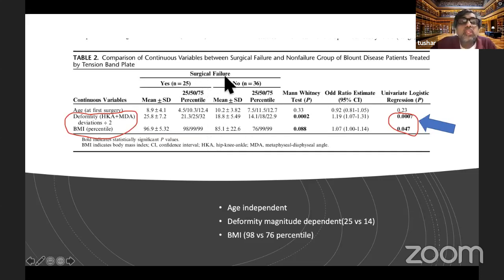So if you see in surgical failure, when they say yes, that means the patients are in a high 98 to 99% obesity percentile, whereas these are 76th percentile patients, the ones in which there is no surgical failure. And the deformity also is much less, 18.8 as compared to 25.8 in the case of surgical failure. So there was more deformity at the time of application.